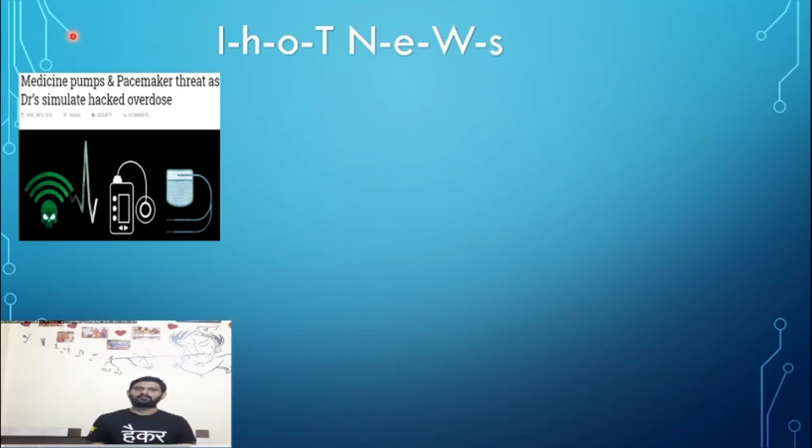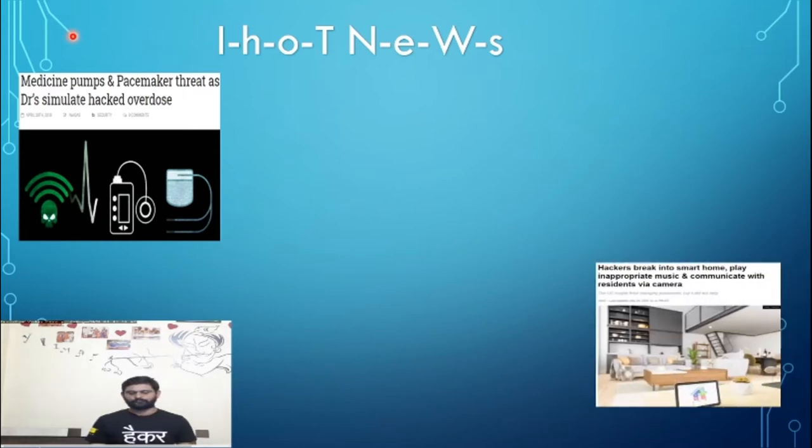We are having a spy robot at home to take care of our loved ones. Like if you are working and nobody stays at home to take care of your kid, you bring one smart robot. That robot is taking care, that robot is helping you for spying across the home. Now, a hacker utilizes the same robot to spy on you. Here is a news: hacker breaks into a smart home, plays inappropriate music, and communicates with resident via camera.